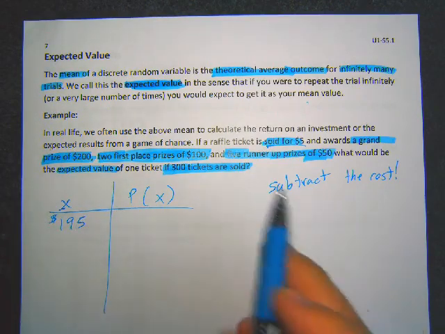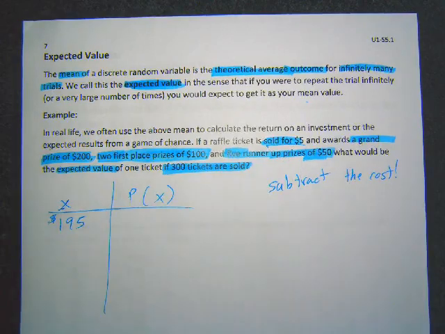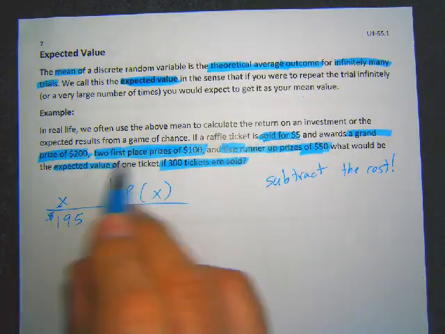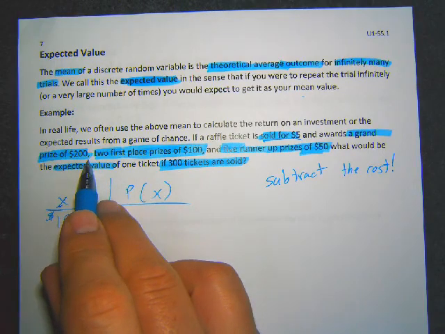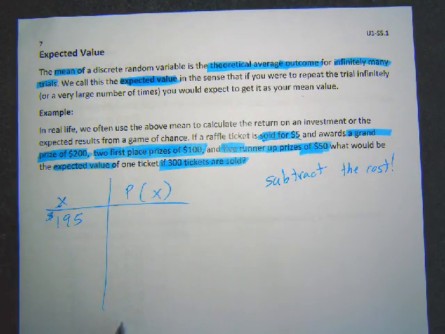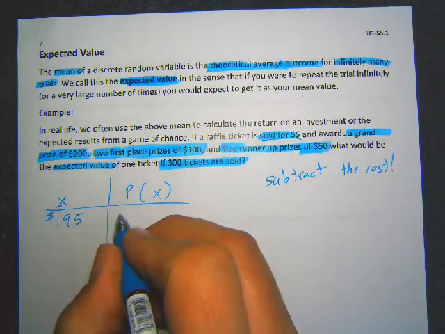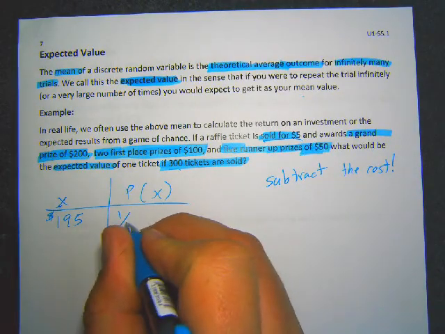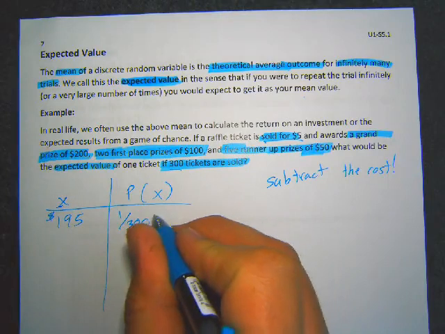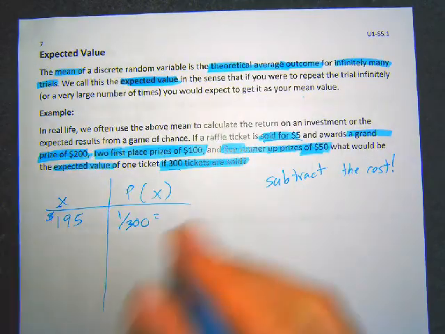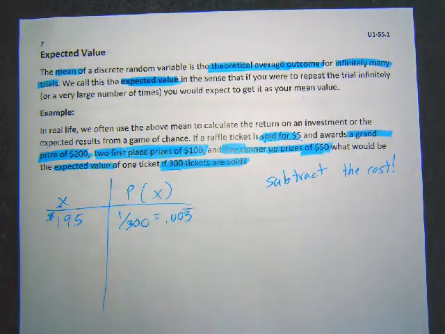You always have to think about your net, not your revenue. This would be your profit. If I pay $5 for the ticket and I make $200 off the ticket, I actually made $195. And then you think about what's the probability of that happening. Well, since there's only one grand prize winner and there's 300 tickets, the probability is 1 in 300, which you could turn into a decimal. If you want to divide that out, 1 divided by 300, that gives you a decimal. This one's not very fun because it's 0.003 repeating.